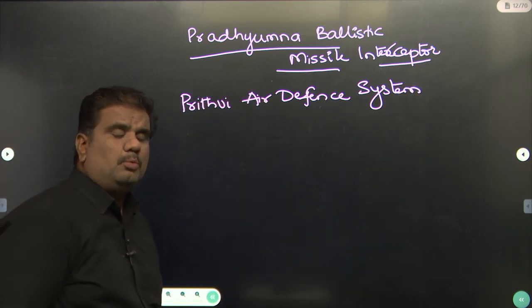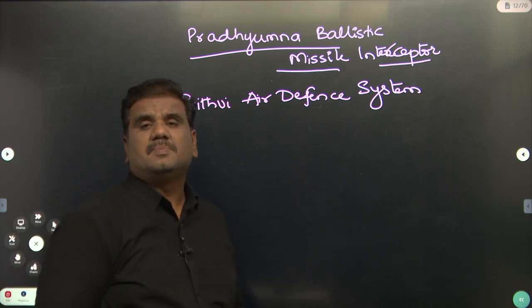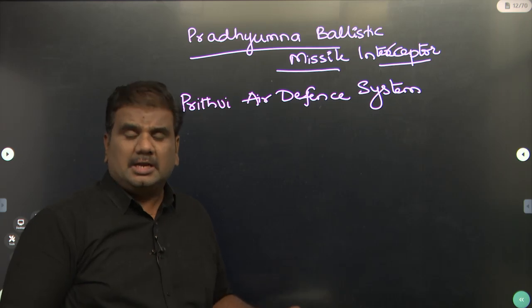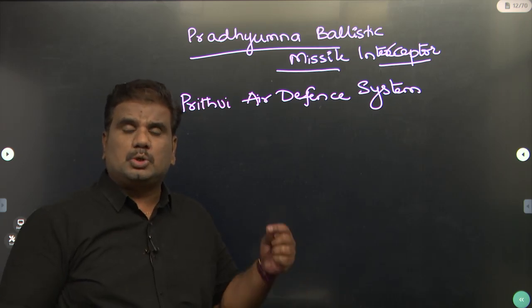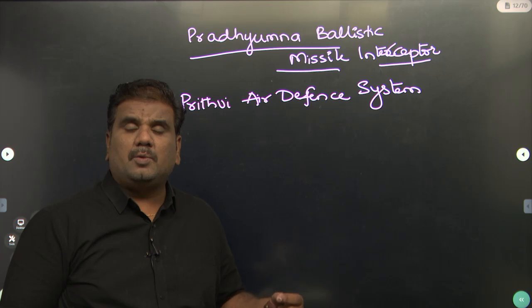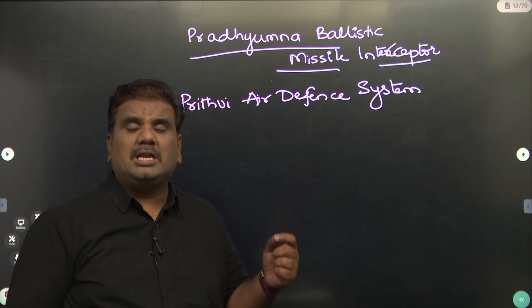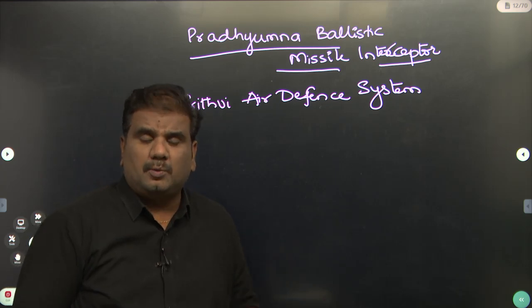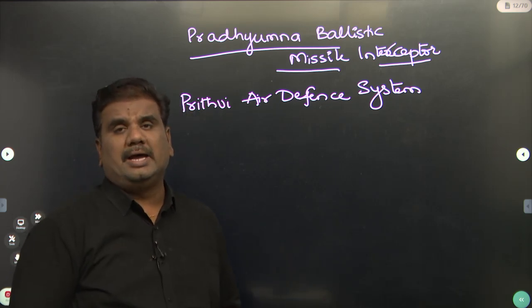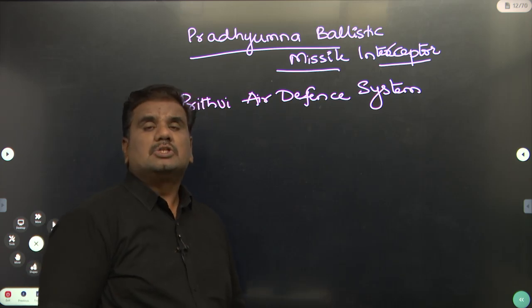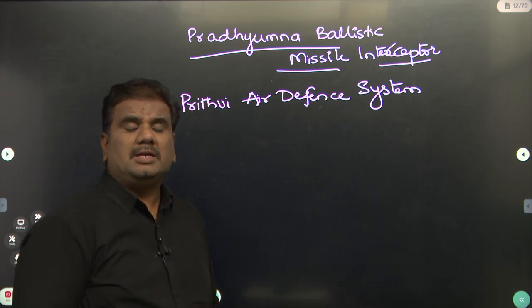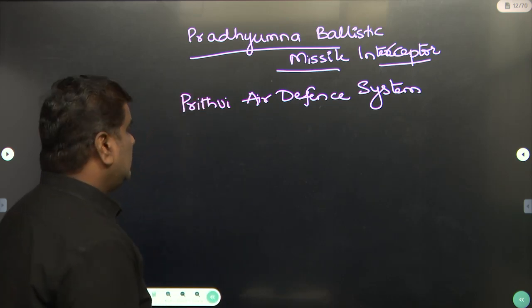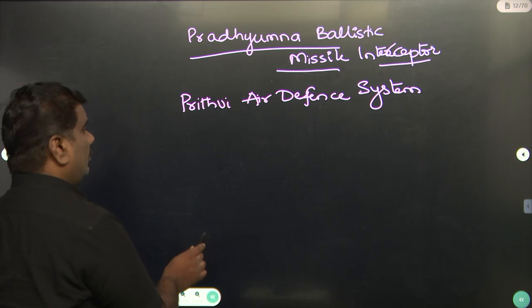So first and foremost, an interceptor is any device which is used to trace or identify any particular incoming signal or incoming device. That is what is known as an interceptor. So how will this Prithvi Air Defense System work? How will this Pradyumna Ballistic Missile Interceptor work?